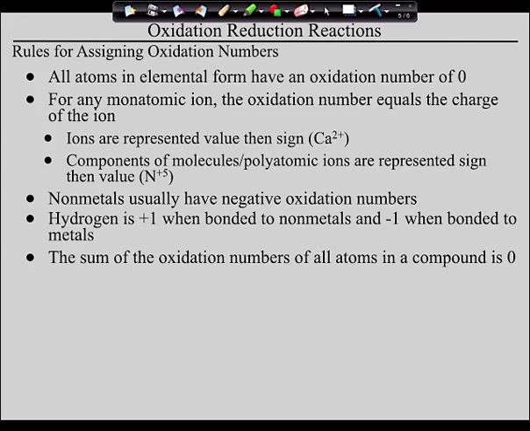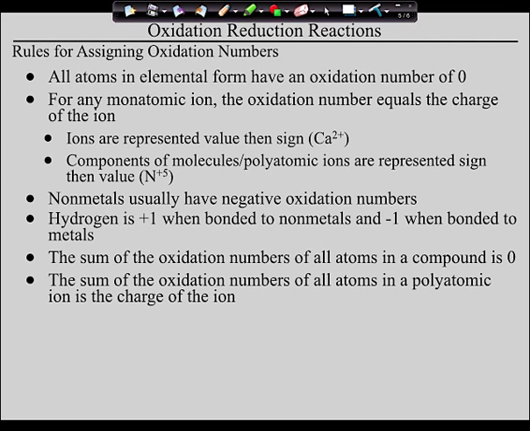All right, next. You're going to like this one. The sum of all the oxidation numbers in a compound is 0. What does that mean? You'll see. Compare it with this. The sum of all the oxidation numbers in a polyatomic ion is the charge of the ion.